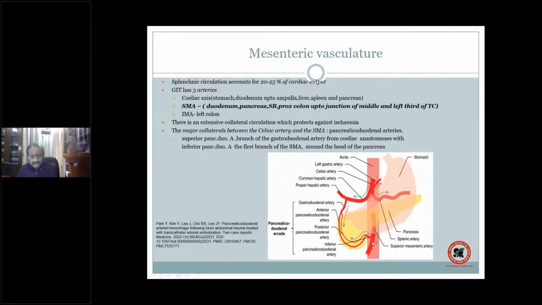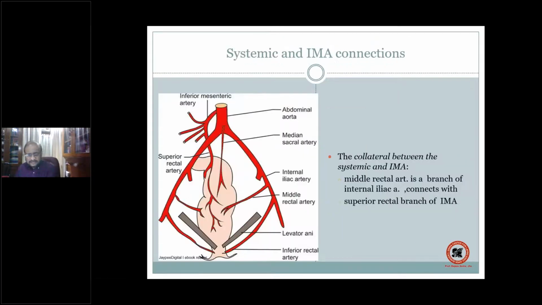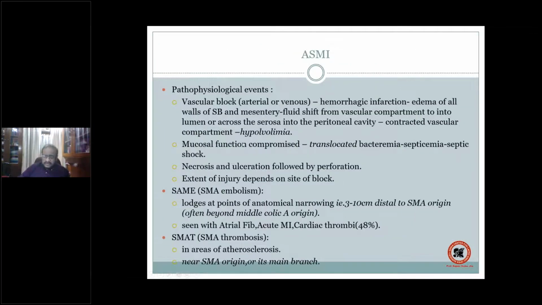If we look at the superior mesenteric artery, the middle colic artery has come out here. So the block usually is beyond the middle colic artery. That means the middle colic artery usually is not affected in a superior mesenteric embolization. So here it is very narrow. So that is the site, 3 to 10 centimeters distal to the superior mesenteric origin, often beyond the middle colic artery origin. And it's very commonly seen with atrial fibrillation patients, acute MI, and cardiac thrombi. Found in almost half the patients, you have this kind of a history.